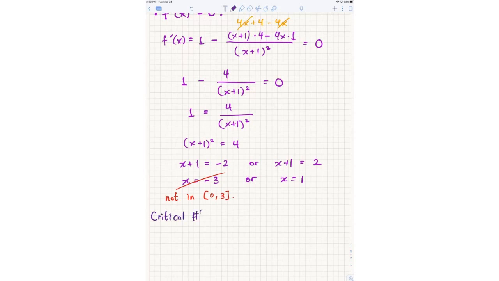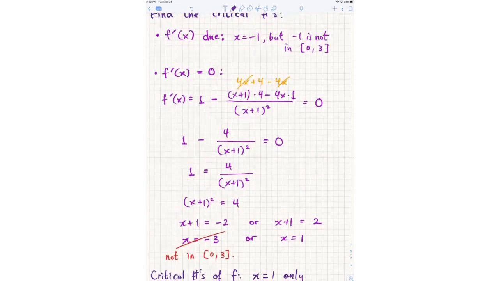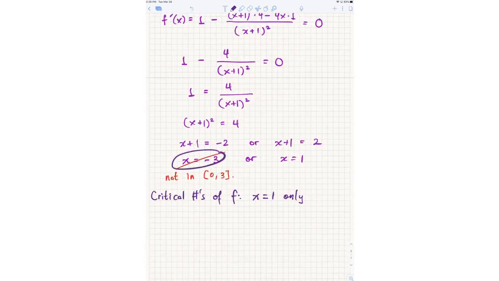Critical numbers of f. That means it's x equals 1 only. Notice in this problem, you might have thought that x equals -1 was a critical number, but it can't be because that's not in the interval, so no good. And you might have thought that x equals -3 was a critical number, but again, no good, not in the interval. The only critical number here was x equals 1.